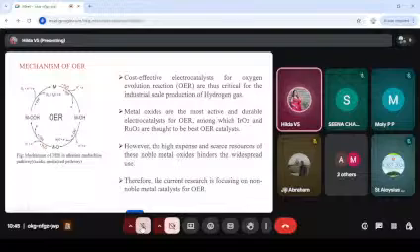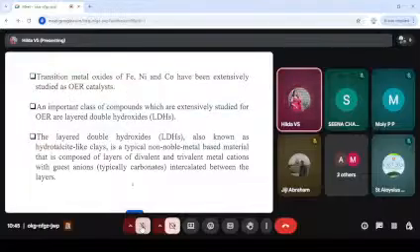However, high expense and scarce resources hinder the widespread application of water splitting for hydrogen production. Therefore, current research is focusing on non-noble metal based catalysts for the oxygen evolution reaction. Transition metal oxides of iron, nickel, and cobalt have been extensively studied as oxygen evolution reaction catalysts over these decades. And nowadays, another important class of compounds extensively studied for OER are layered double hydroxides.